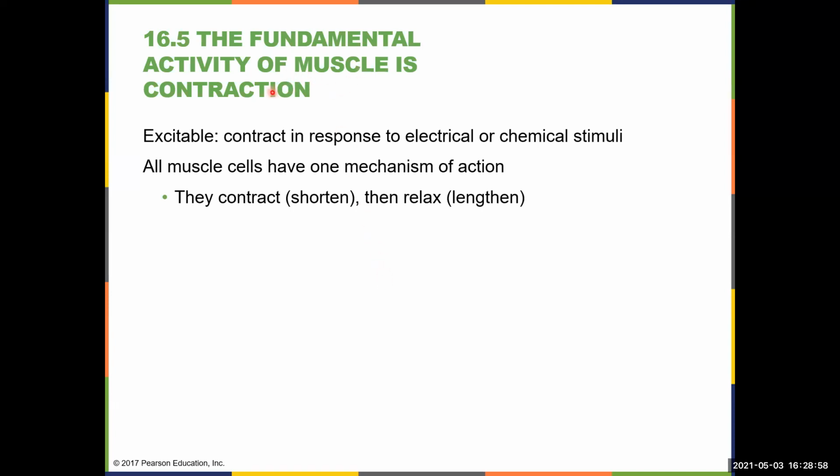Now, the activity of muscles, so that fundamental movement of muscles, is in the form of contractions. And we'll talk about how that happens in a little bit. But basically, muscles are excitable. So that means that they will contract in response to an electrical or a chemical stimulus. And so all muscles will have one mechanism of action. They will contract and then they will relax. When they contract, the muscles shorten. When they relax, the muscles lengthen. And again, we'll talk about how that process happens specifically within a couple slides from now.